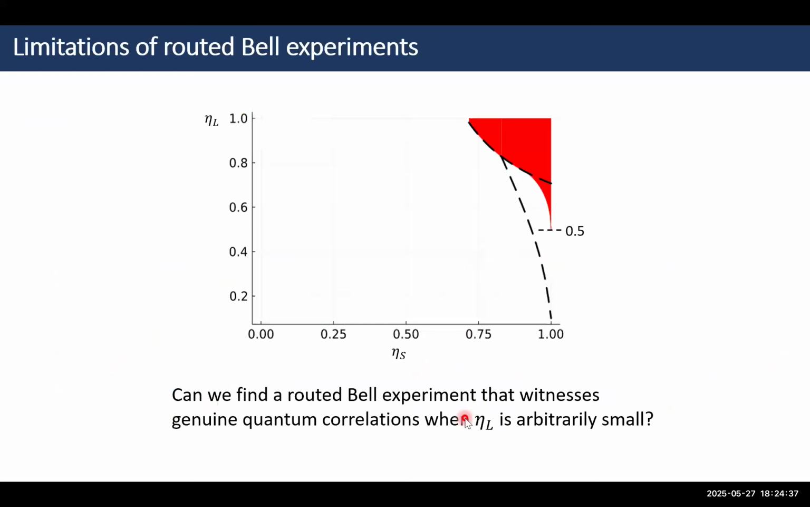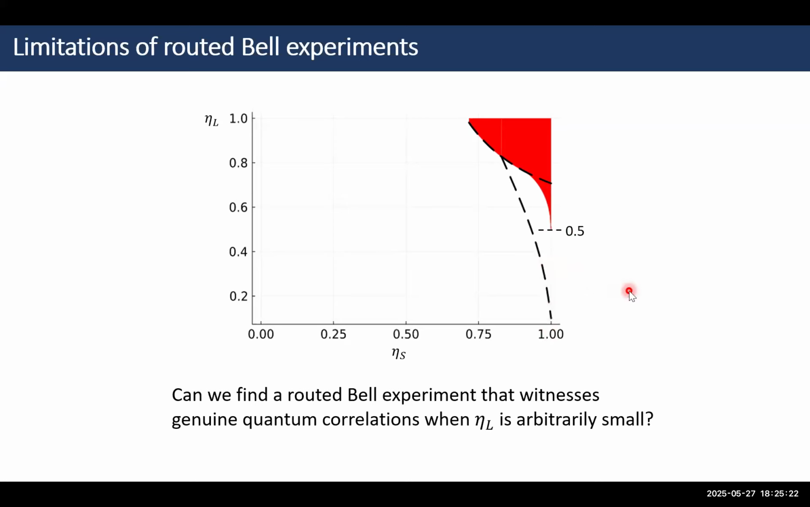Now if I go back to this picture, the motivation of CVP for introducing this routable experiment was that they believed they could get arbitrarily small detection efficiency for the remote device of Bob and still witness genuine quantum correlation. In the examples we have looked at, this is not the case. But maybe there are other kinds of experiments we didn't think about, other states or measurements you can use in a routable experiment that would allow you to go down.